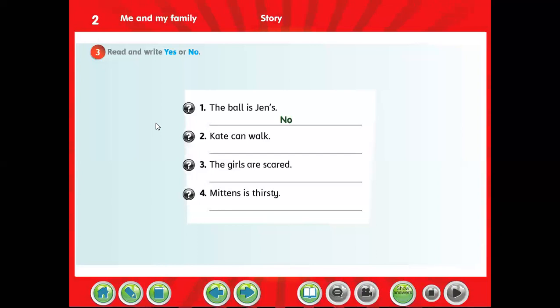Okay, Christopher. Christopher Camilo. The number two, please, read. Kate podía caminar. No, in English, in English. Kate can walk. Look at the pictures, look at the sentence. Sí, yes. Yes, good. Yes, she can, okay? She can walk. Yeah. Thank you.